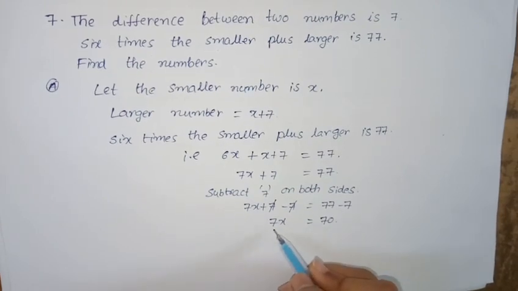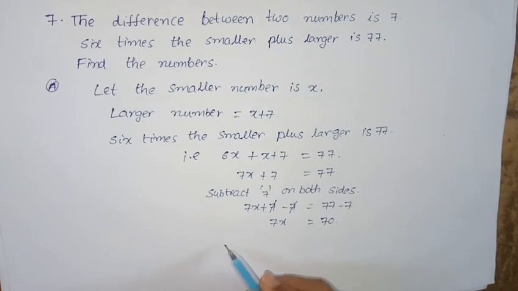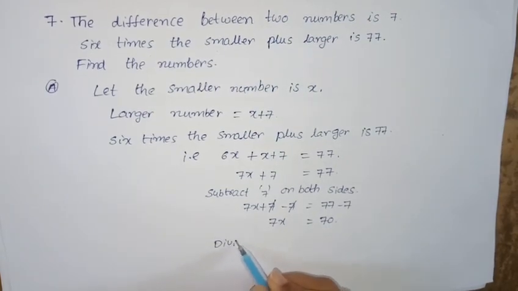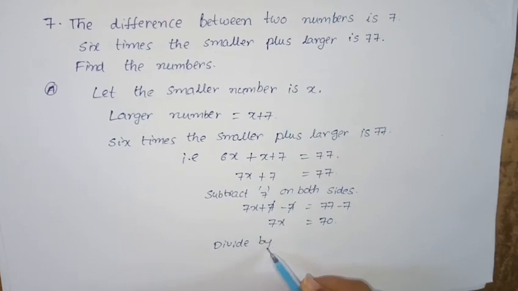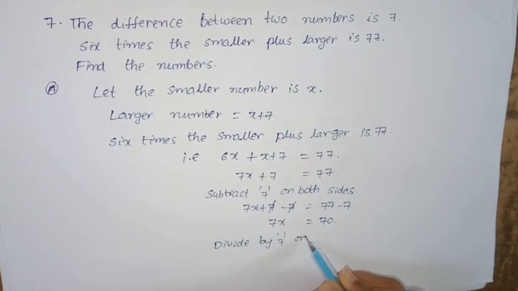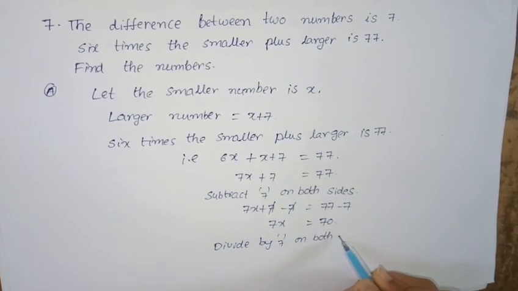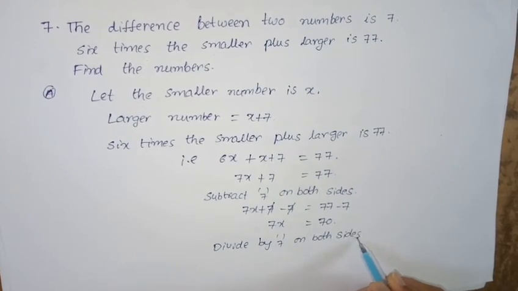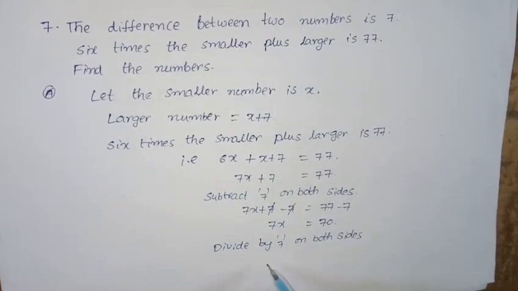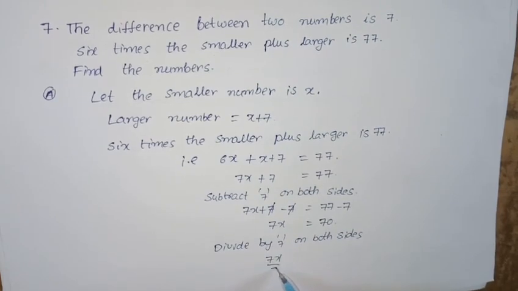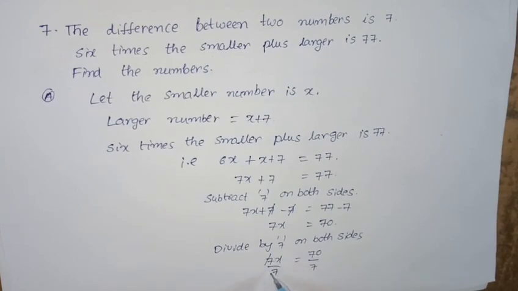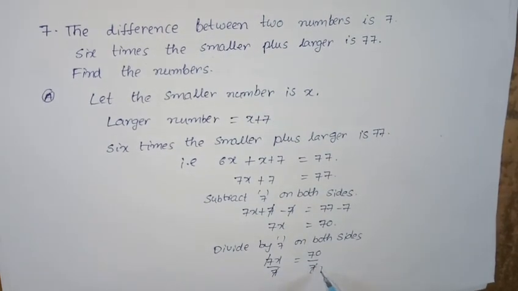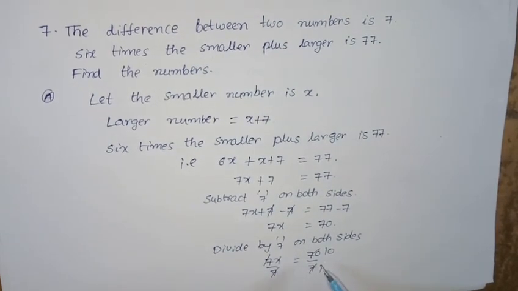So now remove 7 by dividing both sides by 7. 7x by 7 is equal to 70 by 7. Numerator 7, denominator 7 cancel. 7 ones are 7, 7 tens are 70. So finally x is equal to 10.